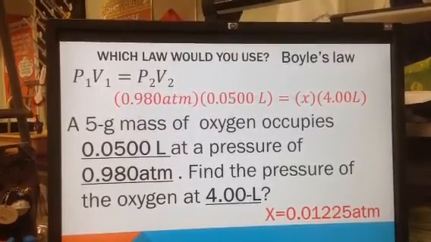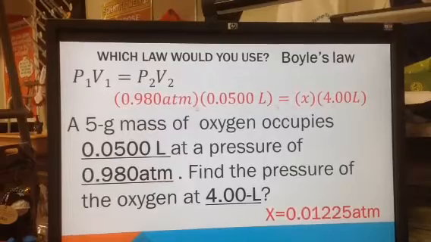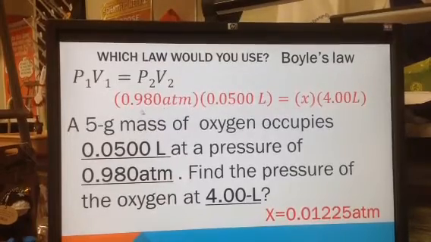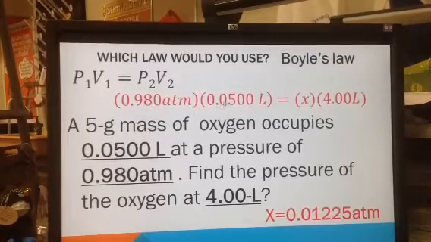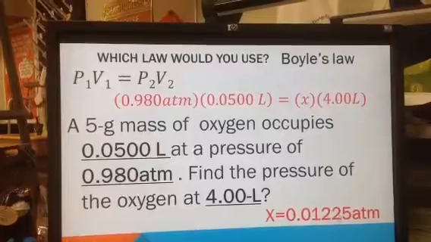So, to isolate the variable, you would divide both sides by 4. My problem in my calculator would be 0.98 times 0.05 divided by 4. That's my answer.